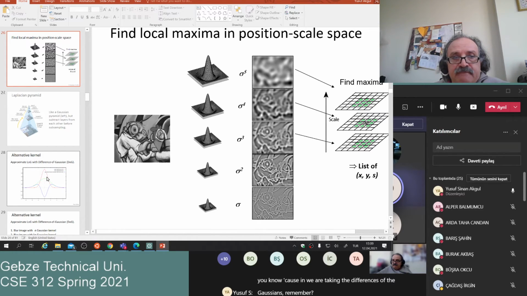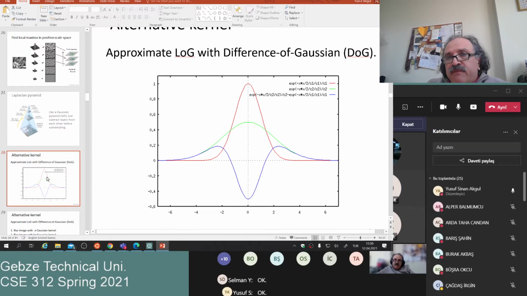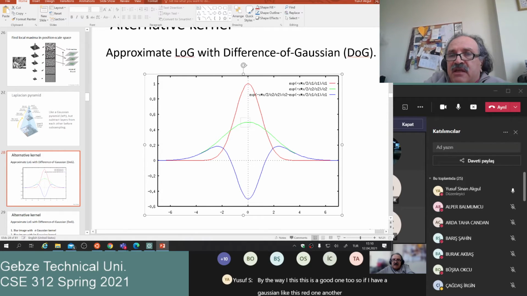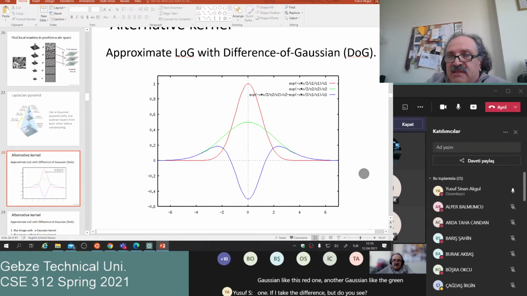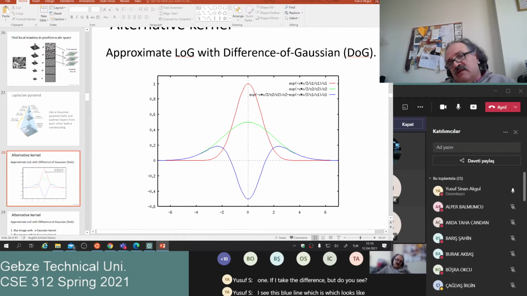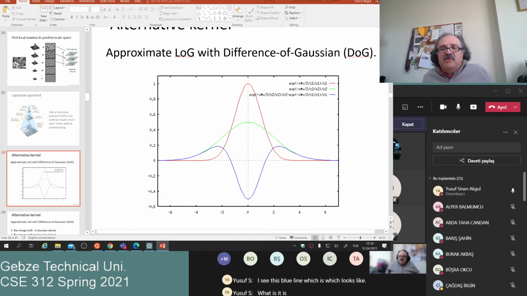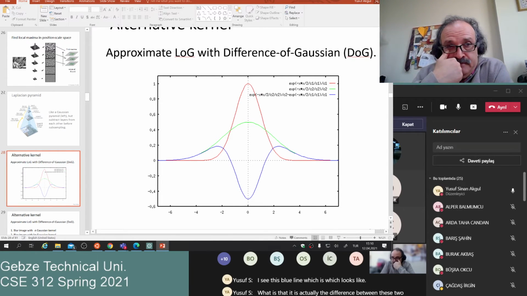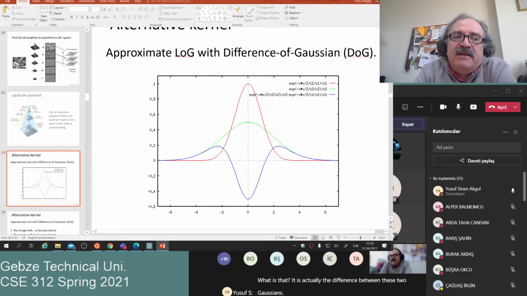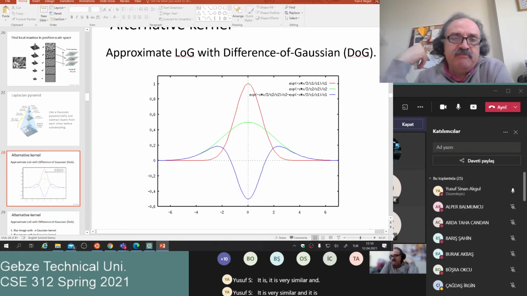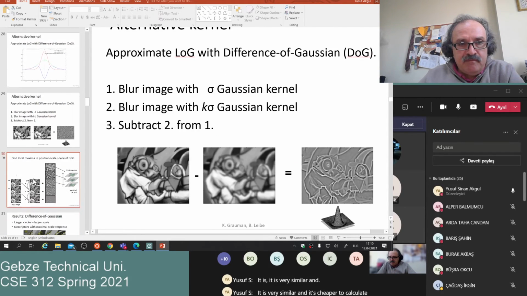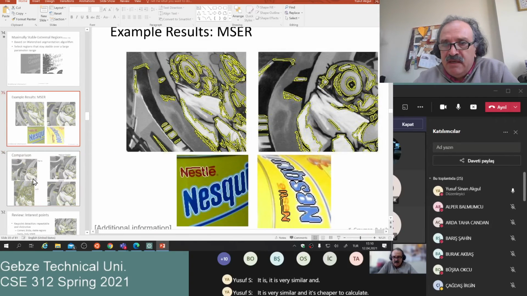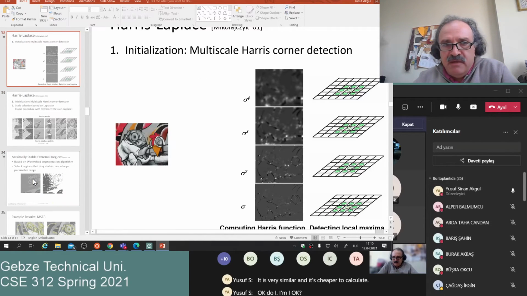Okay. By the way, this is a good one too. If I have a Gaussian like this red one, and another Gaussian like the green one, and I take the difference, what do you see? I see this blue line, which looks like the Laplacian of Gaussian, but it is actually the difference between these two Gaussians. It is very similar, and it is cheaper to calculate. Okay, I think I did that one.